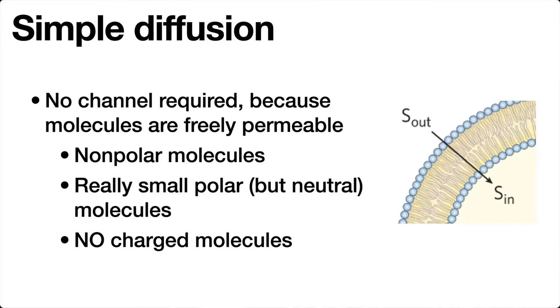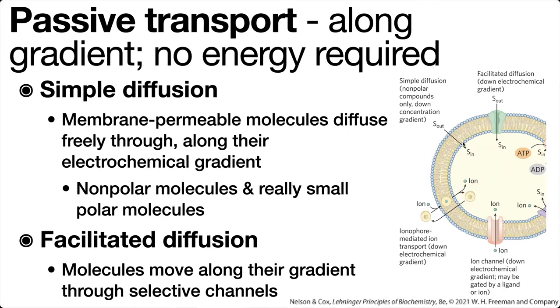And so this is where we have membrane permeable molecules, so molecules that the membrane is permeable to. These can diffuse freely along their electrochemical gradient. And again, this is going to be our nonpolar molecules, the small ones, and really small polar molecules. So they're just going to go along their chemical gradient or their electrochemical gradient, but they're going to be electrically neutral. So that electric part of the equation will be zero. So they're moving along their chemical gradient, basically.